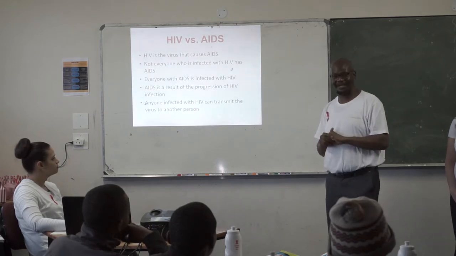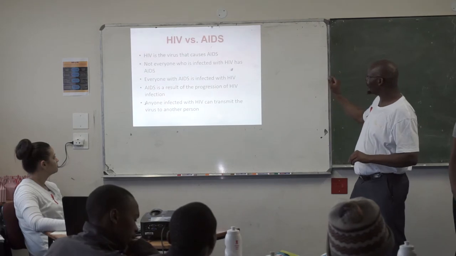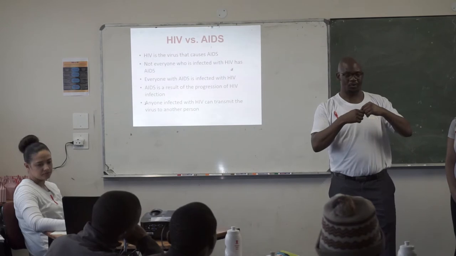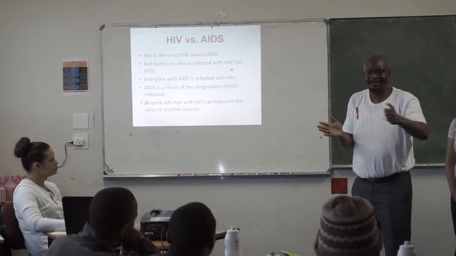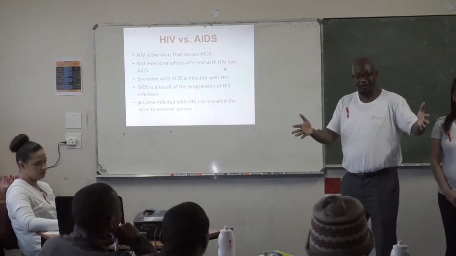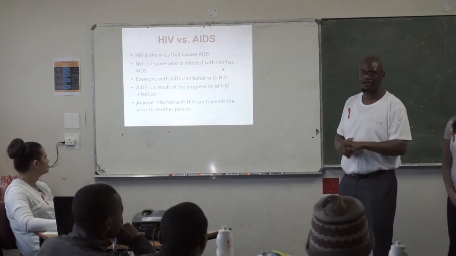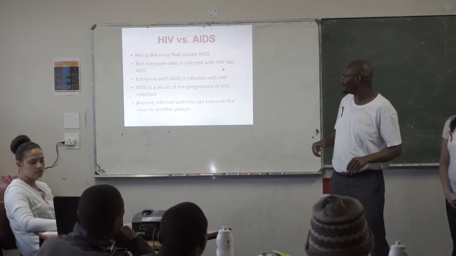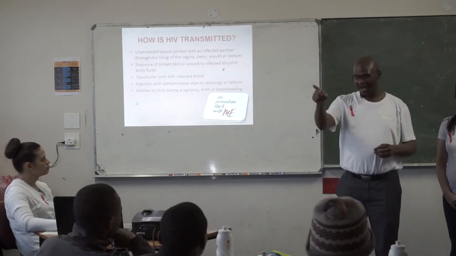Exactly the opposite of what I have said in the first sentence. AIDS is a result of a progression of HIV infection. Remember, you contract HIV, and you ignore it because you don't know, and then as time goes by, you end up having AIDS instead of HIV. But once you have HIV and you treat it, it's unlikely that you can end up there. Anyone infected with HIV can transmit the virus to another person. We all know that. We have just gone into activity to say unprotected sex.